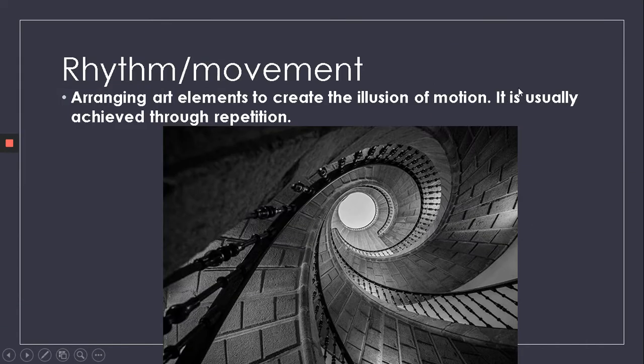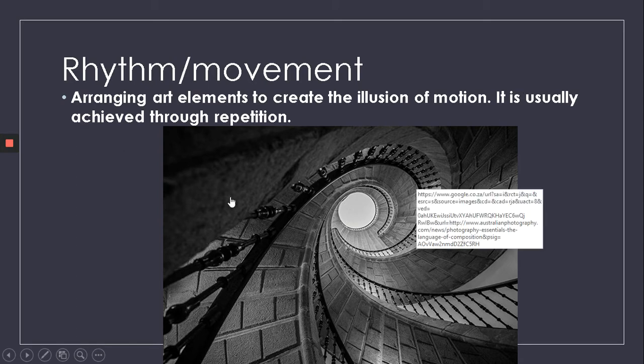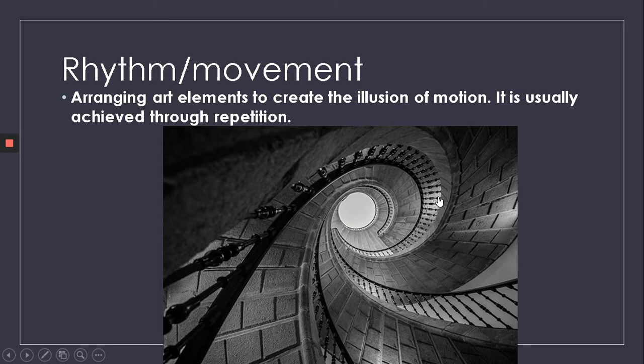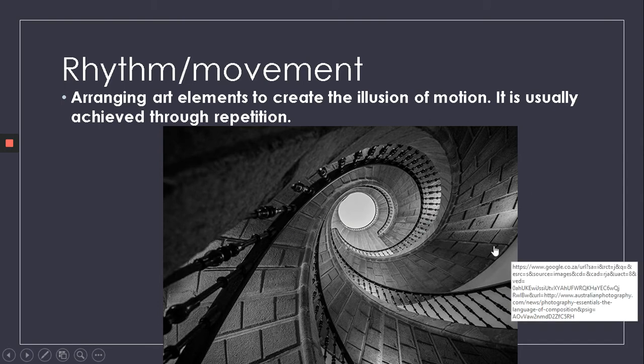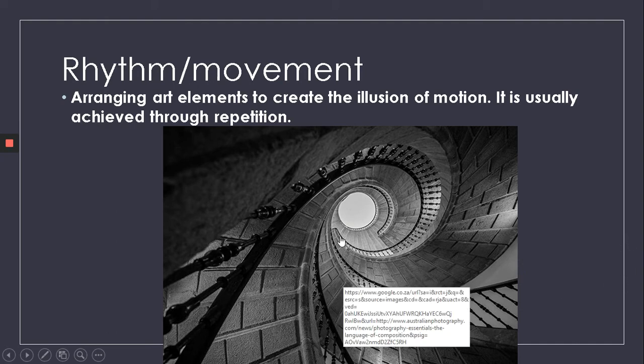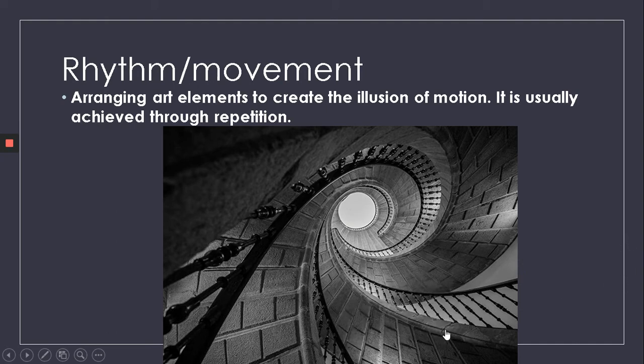Rhythm and movement. So rhythm can be created by repetition, and it's not necessarily that it makes my eye move like an optical illusion, but it guides my eye to a certain place. So that movement of the eye is created through movement.